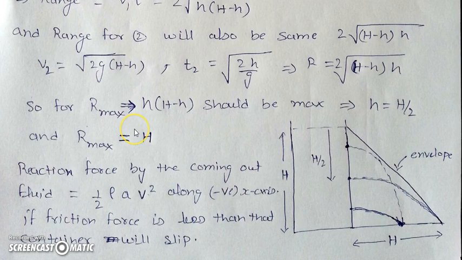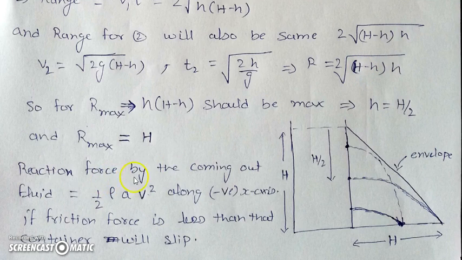So for maximum range, this should be maximum, as the range is made up of the product of h and capital H minus h. The product will be maximum when small h is H by 2. So to have maximum range, we should make a hole at the midpoint, and the maximum range comes out to be capital H. Just by plugging the value of small h as H by 2 in this formula, we get the result.